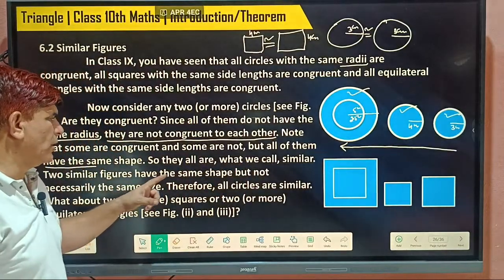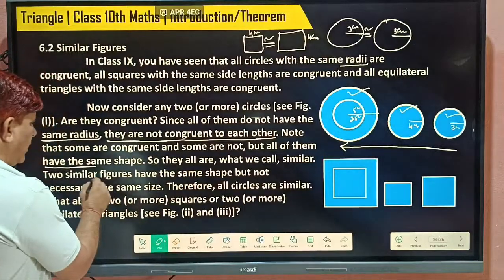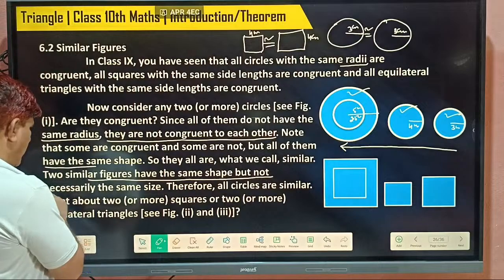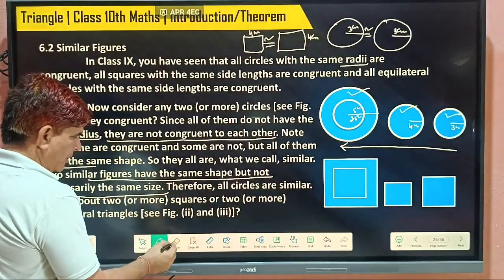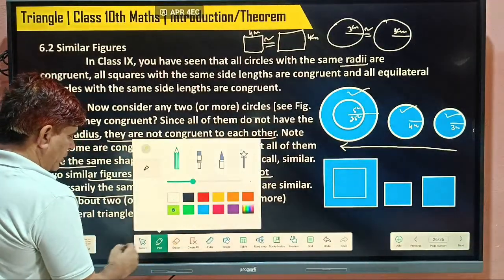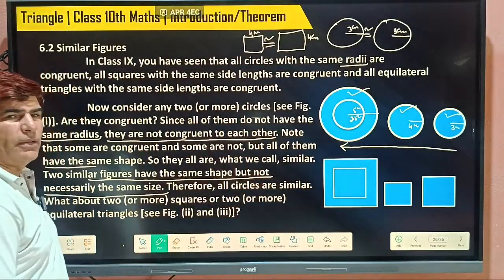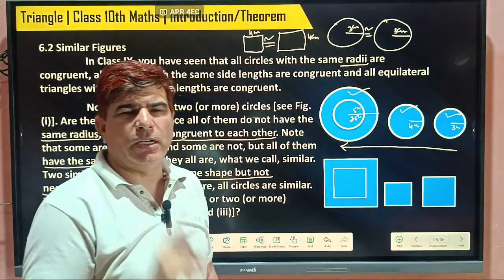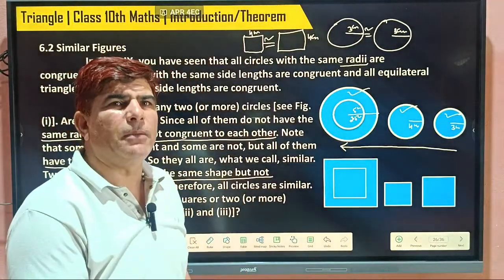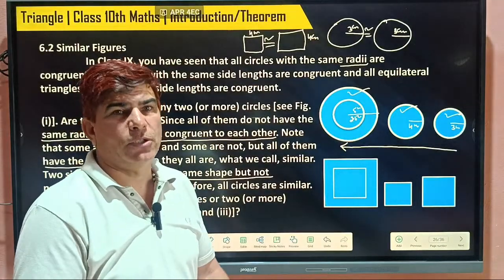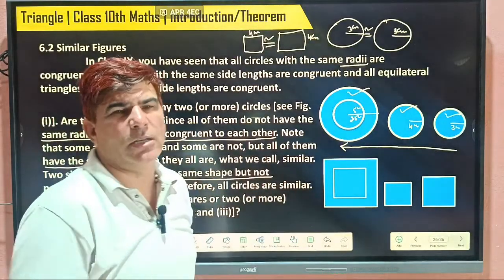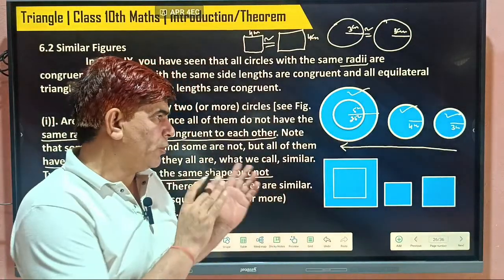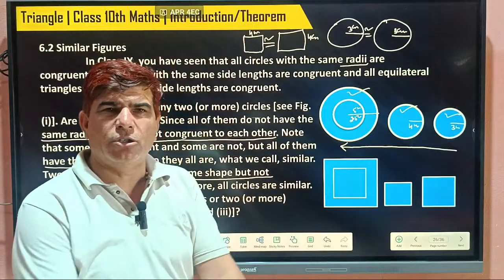Two similar figures have the same shape. Written again as the definition: two similar figures have the same shape, but not necessarily the same size. So what is the definition? One condition must be satisfied: shape the same, size may be different. And if shape and size are both the same, then definitely they are similar. Understood? And if both shape and size are the same, it means they are congruent also.